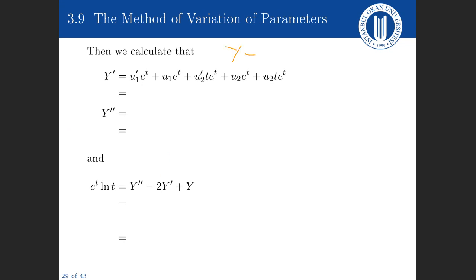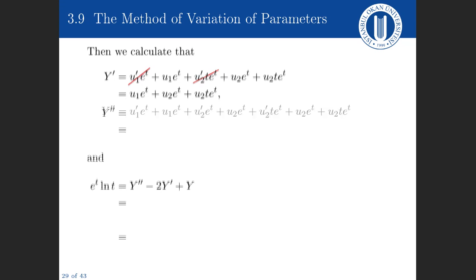Let me remind you, capital Y was U1 e to the power t plus U2 t e to the power t. We're going to differentiate this to get U1 prime e to the power t plus U1 e to the power t plus U2 prime t e to the power t plus U2 e to the power t plus U2 t e to the power t. But remember, we have an extra condition. We are assuming that u1 prime plus t u2 prime is equal to 0. So these first two terms are going to cancel, and we're going to be left with y prime is u1 e to the power t plus u2 e to the power t plus u2 t e to the power t.